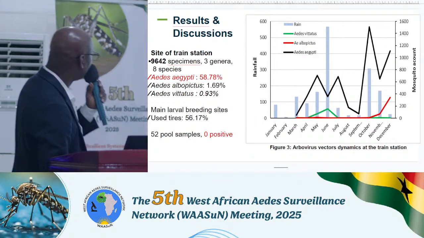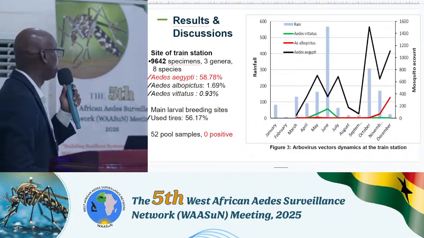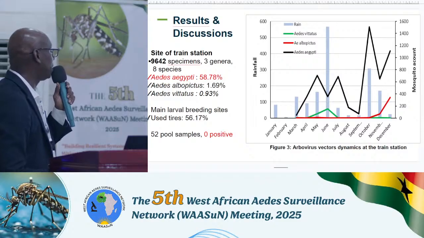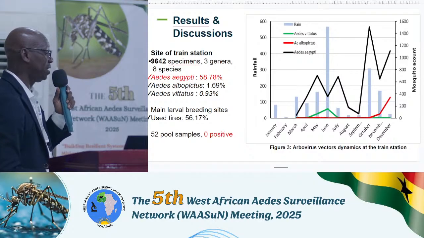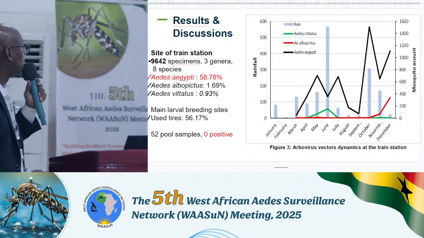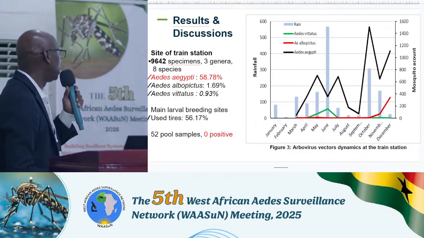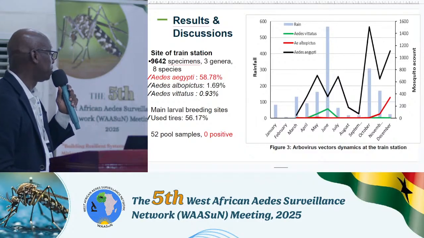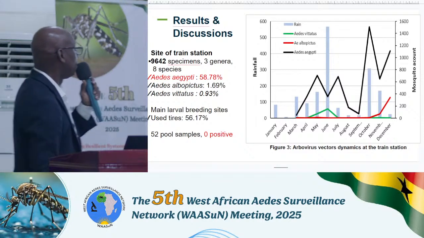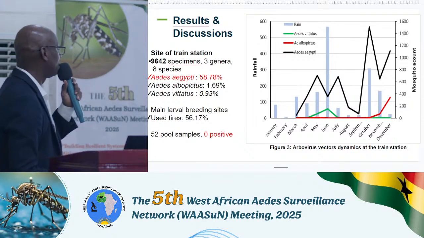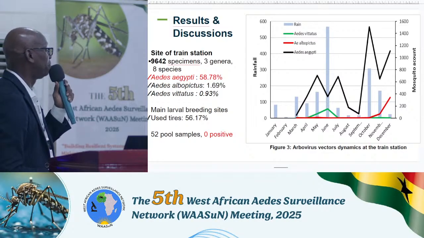In the train station, more than 9,000 mosquito specimens were collected, 3 genera with 8 species. The most important mosquito vectors collected are Aedes aegypti again, Aedes albopictus second, and Aedes vittatus. The main breeding site is still tires. We tested 15 pools by PCR detection, with no positives. In the monthly collection, we again collected aegypti all months, with some peaks in the rainy season.